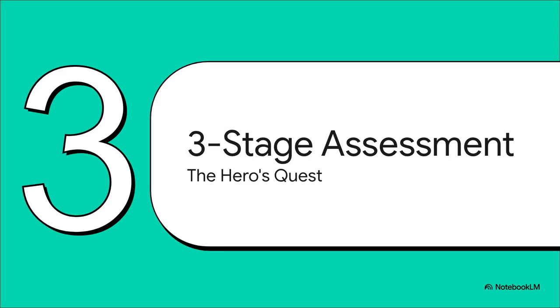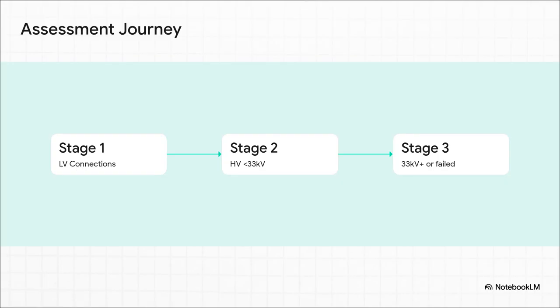Okay, Section 3, the three-stage assessment. Think of this as your hero's quest. To prove compliance, G5/5 uses a tiered approach. Step 1 is Stage 1 for your simpler, low-voltage connections. Step 2 is Stage 2, which handles high voltage under 33 kilovolts. And Step 3 is Stage 3, the ultimate test, mandatory for anything at 33 kilovolts and above, or if you happen to fail any of your previous stages.